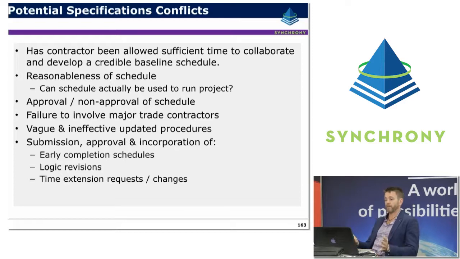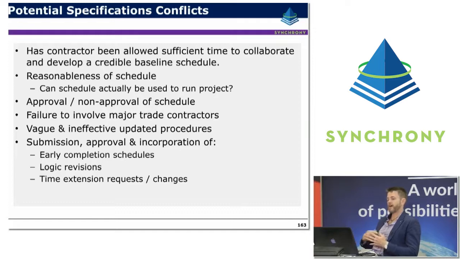The approval and non-approval of the schedule, having a clear process for that, and a way for dealing with it if the contractor or the owner is not complying for some reason, having a process in place for dealing with it, ideally that's not adversarial as much as possible. If it can be collaborative, it's going to lead to that important outcome, which is a good, robust baseline schedule being set up.